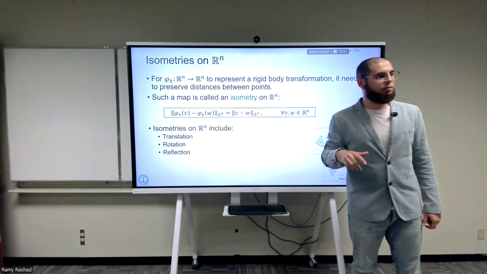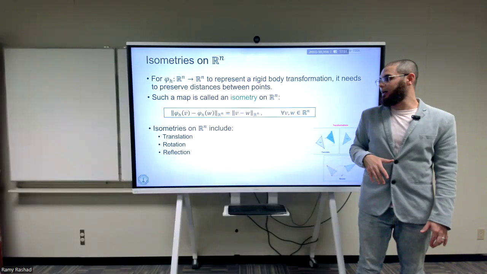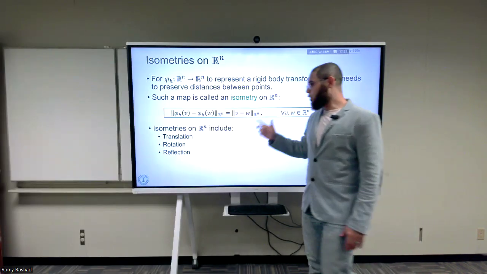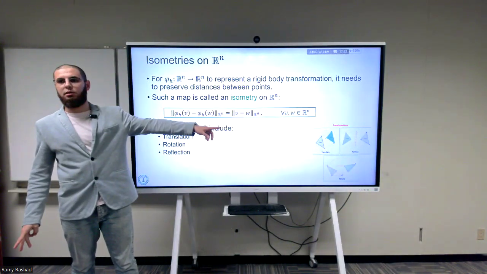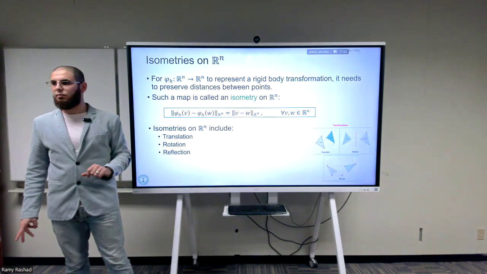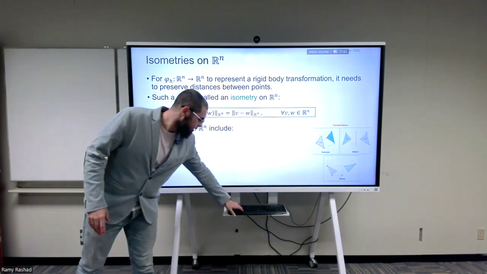Isometries on Rn, you can show mathematically. We need to spend some time also on that. But if you want, you can dig deeper with that. They correspond to only three types of motion: translation, rotation, and reflection. Okay. Can we show that mathematically? Yes, you can show that mathematically.